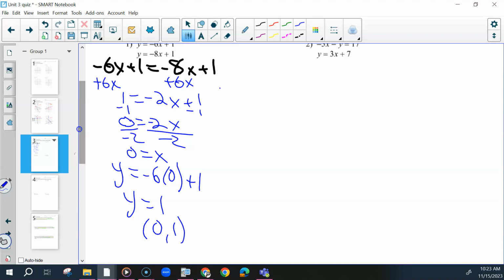So this was worth 4 points. Did you set up the substitution correctly, setting them equal to each other? Did you solve for one of the variables correctly? Did you solve for the other variable correctly? Did you get the correct answer? Do we have questions on that one?